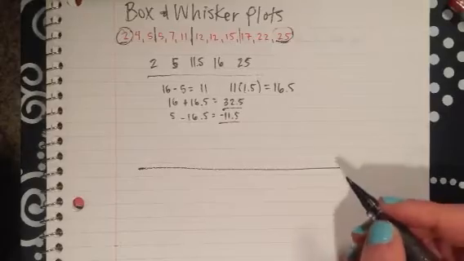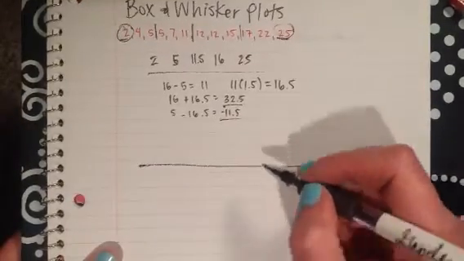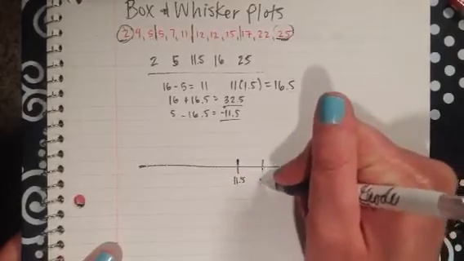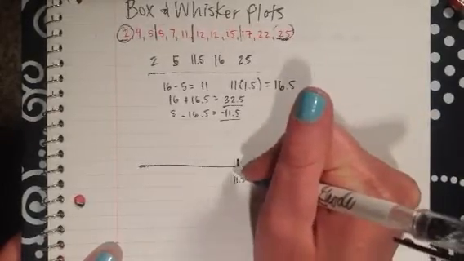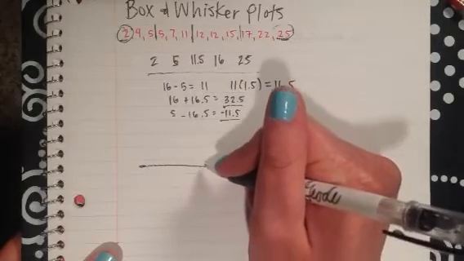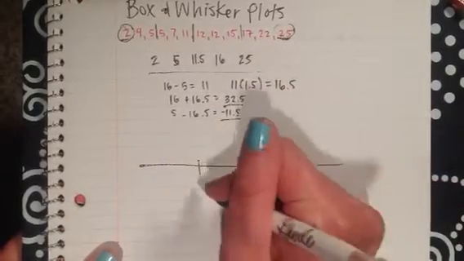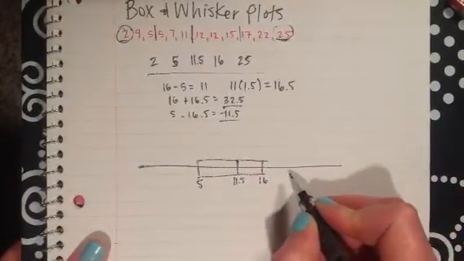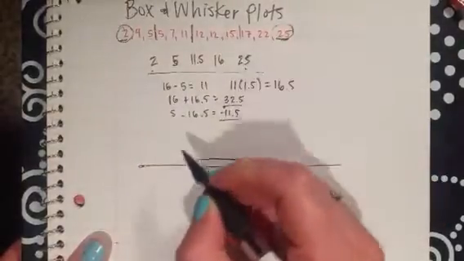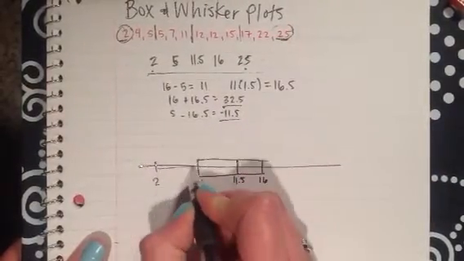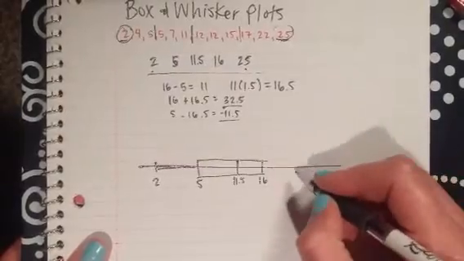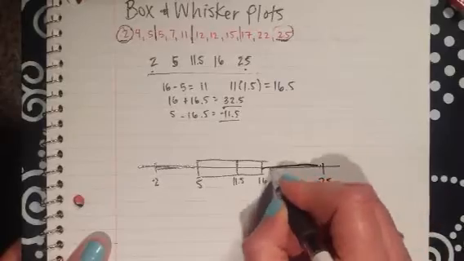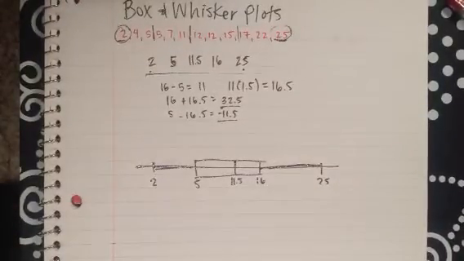So I'm going to do it a little bit sloppy. I'm just going to go ahead and say 11.5 is our median. Go up a little ways to 16. Down a little bit more to 5. And that creates our box. And then our whiskers are our minimum and our maximum, 2 and 25. And there you have it, a box and whisker plot.